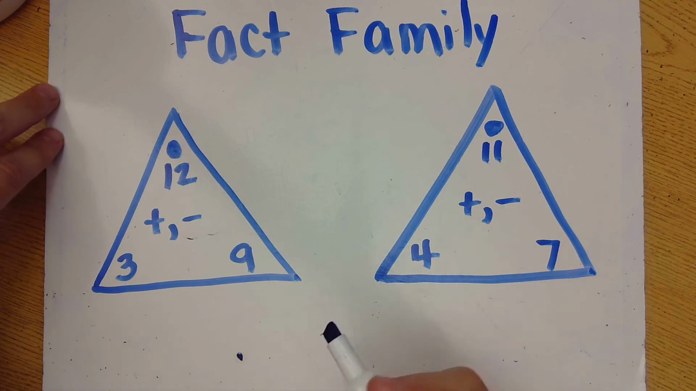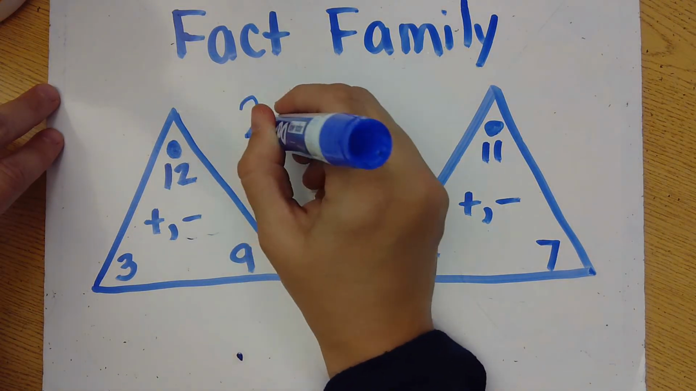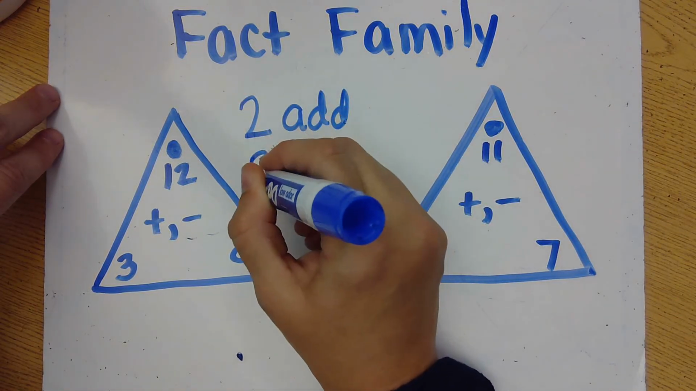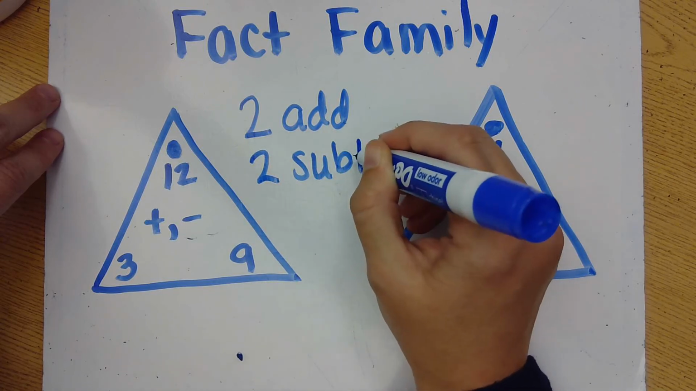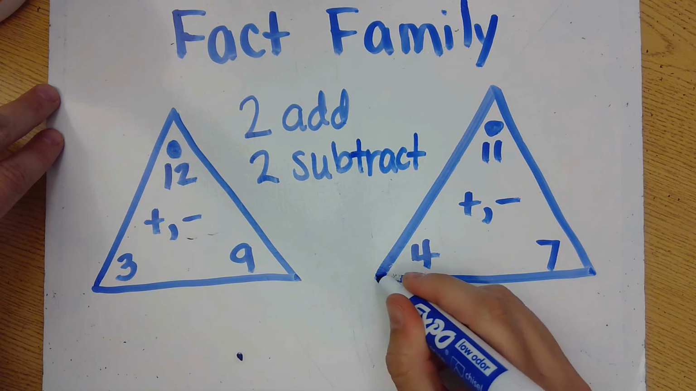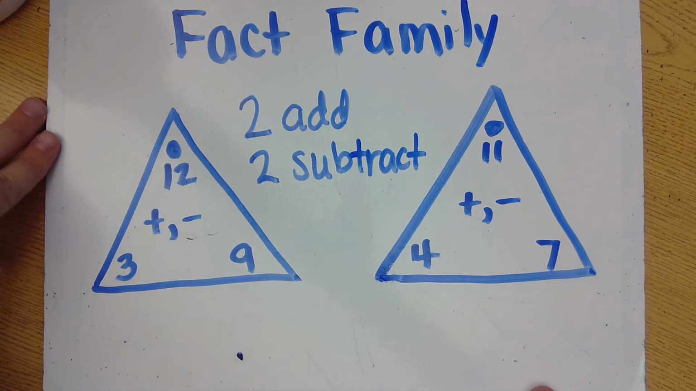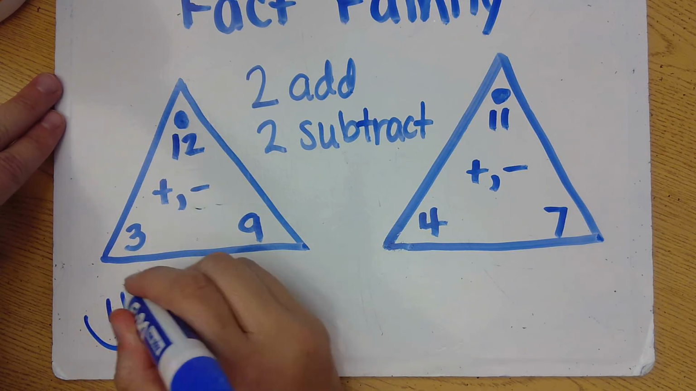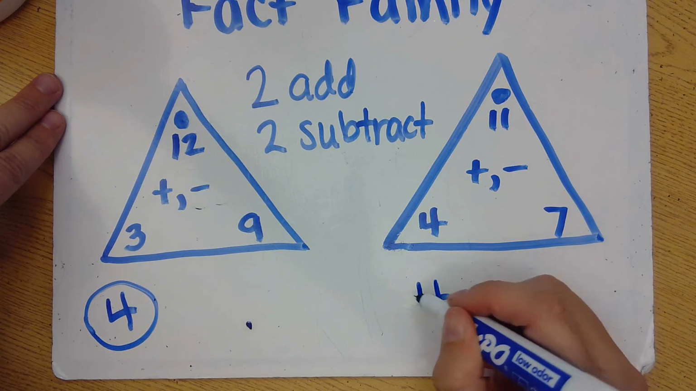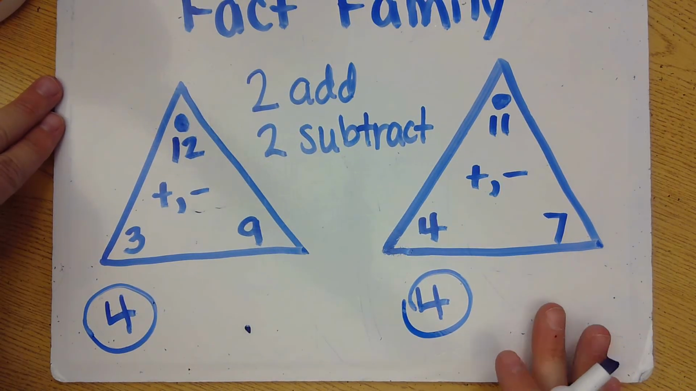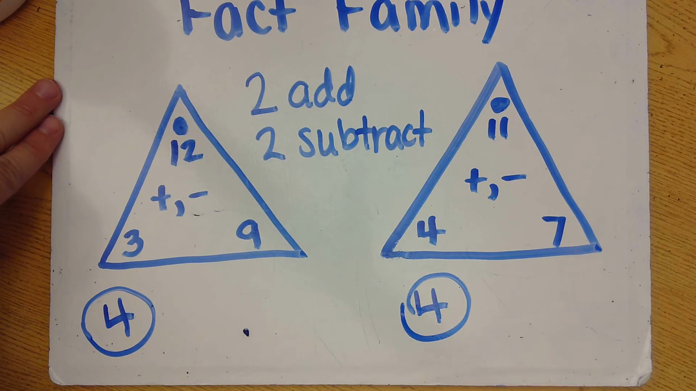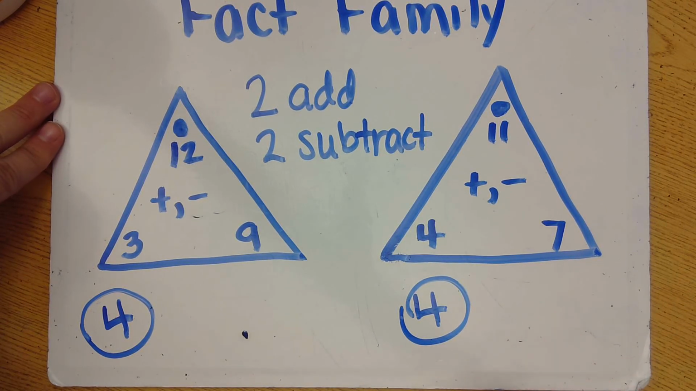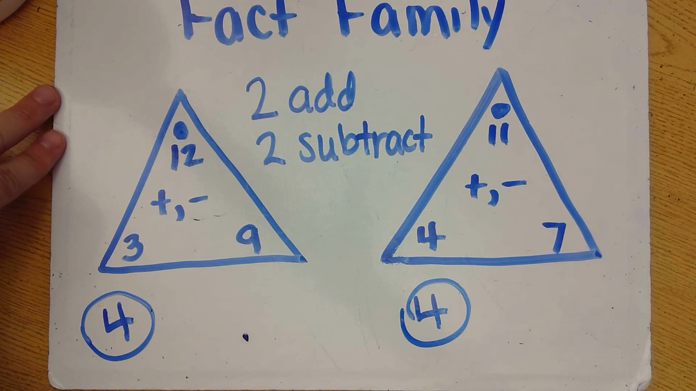I would like you to come up with 2 adding problems and 2 subtract problems using these 2 triangles. So you're going to have 4 number models for this fact family triangle, and you're going to have 4 number models for the second fact family triangle. So I should see 8 number models total for these 2 fact families. Go ahead and work on that now. I will give you some time.